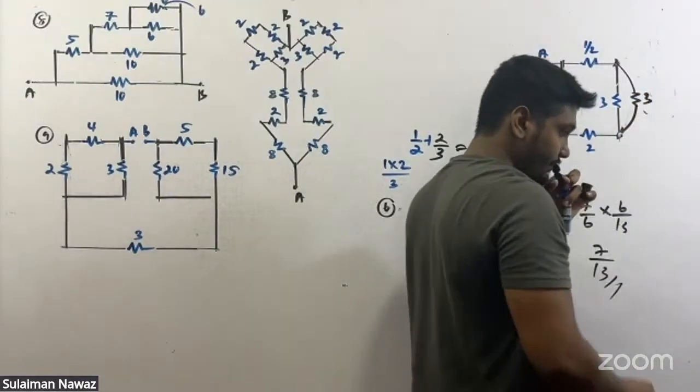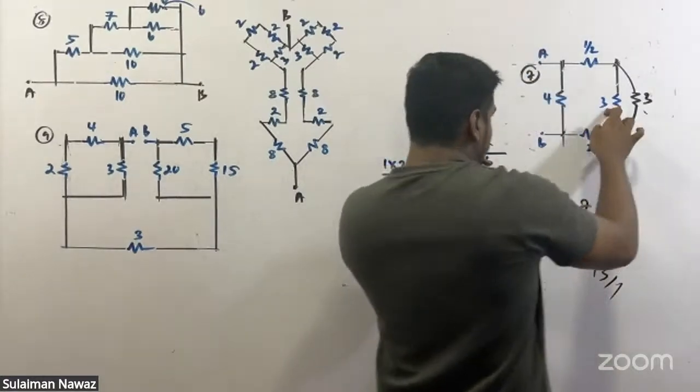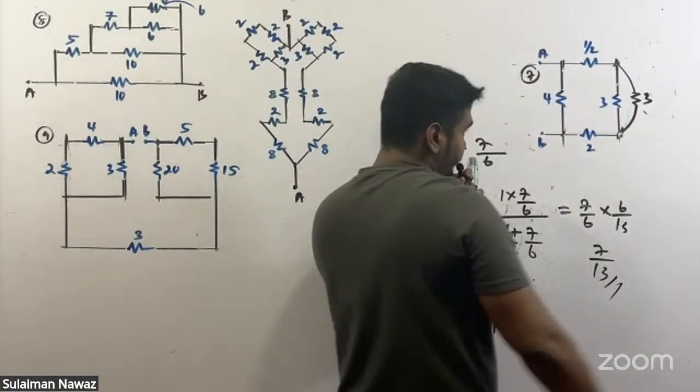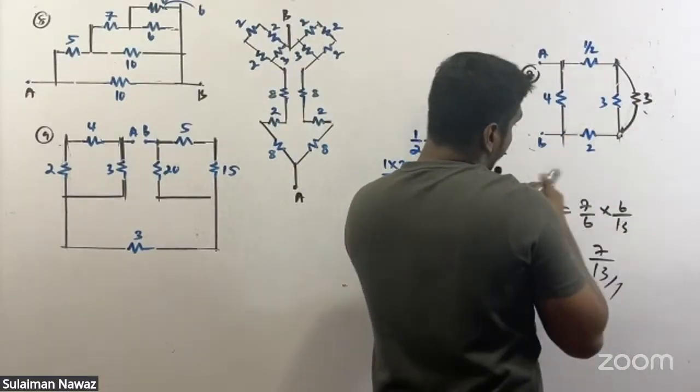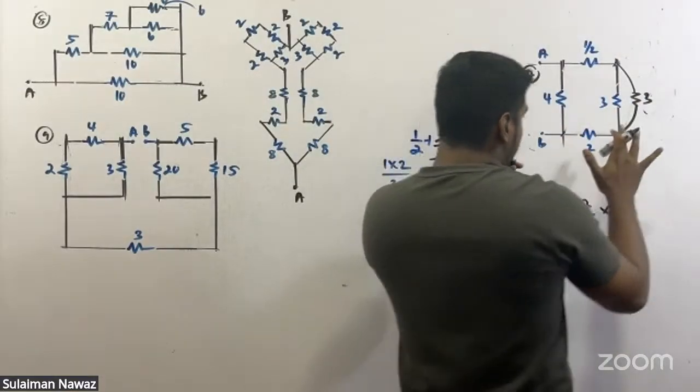It's 3. Then again these two are parallel. Between these 2 points, these two are in parallel. 3, 3. How much? 3 over 2. Equivalent is 3 over 2.